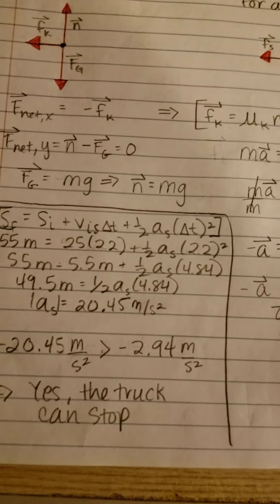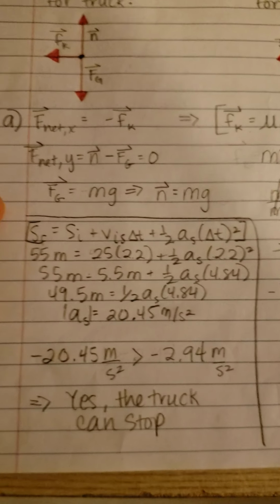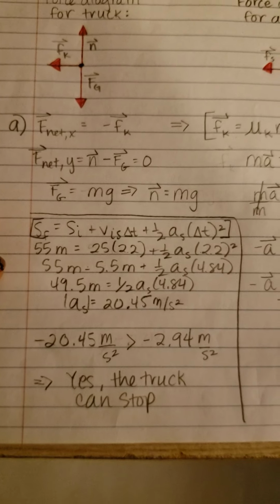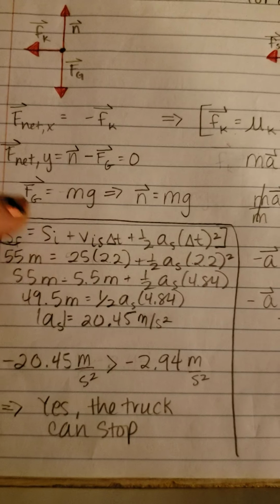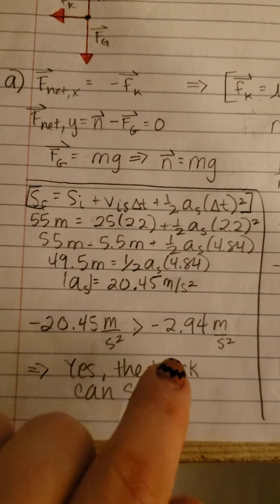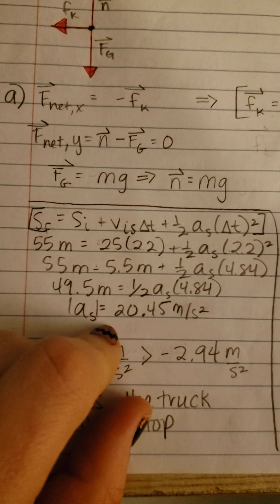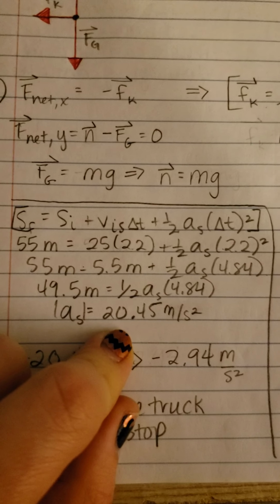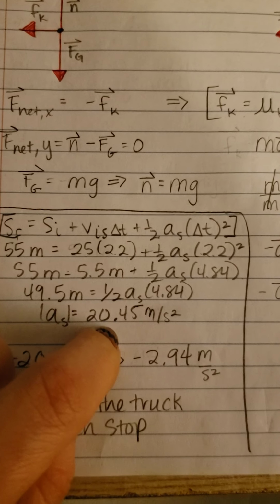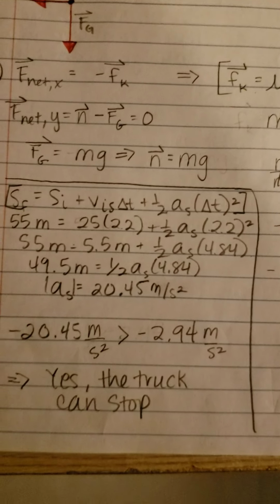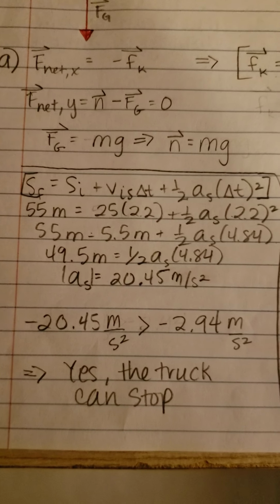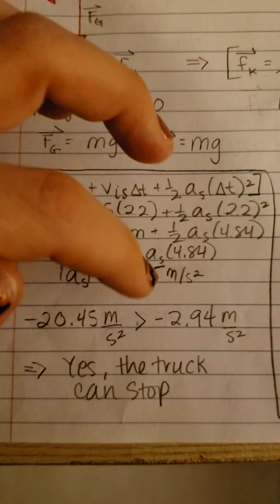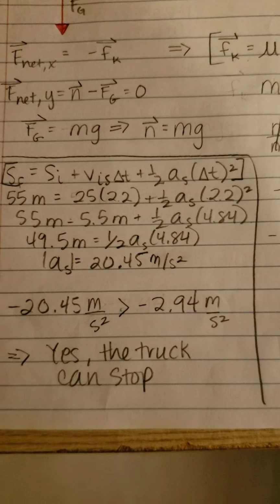So using our equation to find the acceleration of the truck, we use this equation here, plug in some math. So the truck would decelerate at 20.545 meters per second squared. So obviously negative 20.45 meters per second squared is a much greater deceleration rate than the negative 2.94 meters per second squared that we need. So yes, the truck can stop.